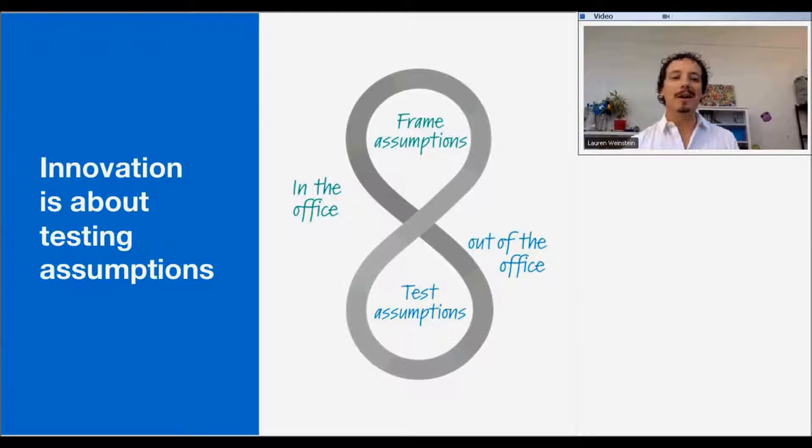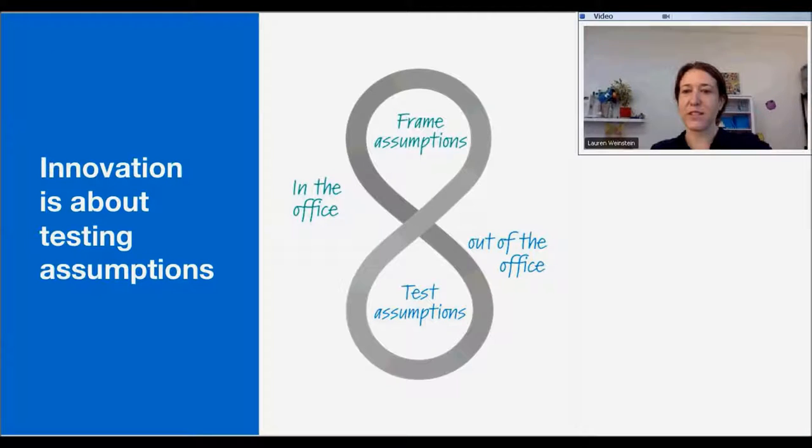And so really the purpose of innovation for us is about testing assumptions. So this is just another diagram that we often use. We often think about our work as in the office, in places where we are now, naming and framing the assumptions. What are the things that we think might be true? And then getting out of the office to test those assumptions in the real world. And it's an iterative loop. And I suspect this will be really familiar to lots of you.